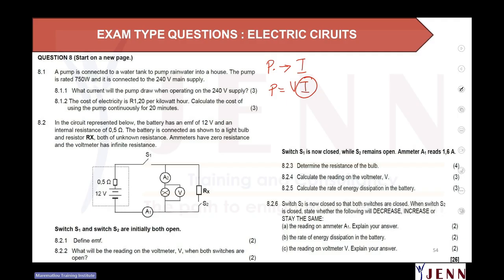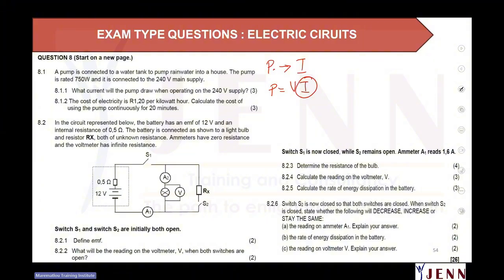Okay, in the circuit represented below, the battery has an EMF of 12 volts. So we are given the EMF of the battery, and an internal resistance of 0.5. That's good. The battery is connected as shown to a light bulb and a resistor RX, both of unknown resistance. Ammeter has zero resistance and voltmeter has infinite resistance. So we can ignore the resistance of an ammeter and the voltmeter.